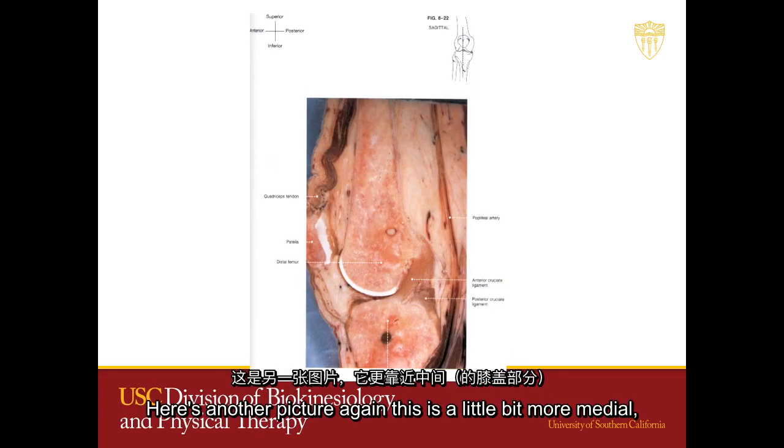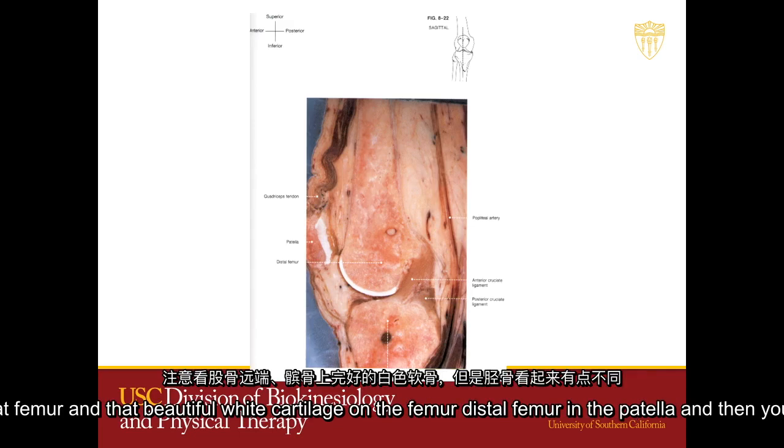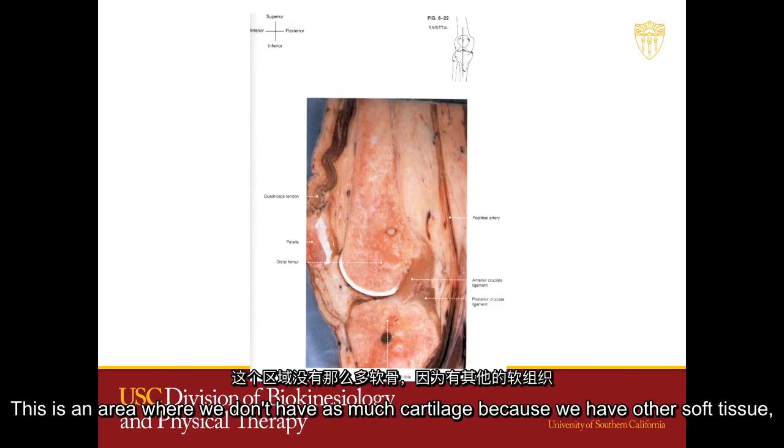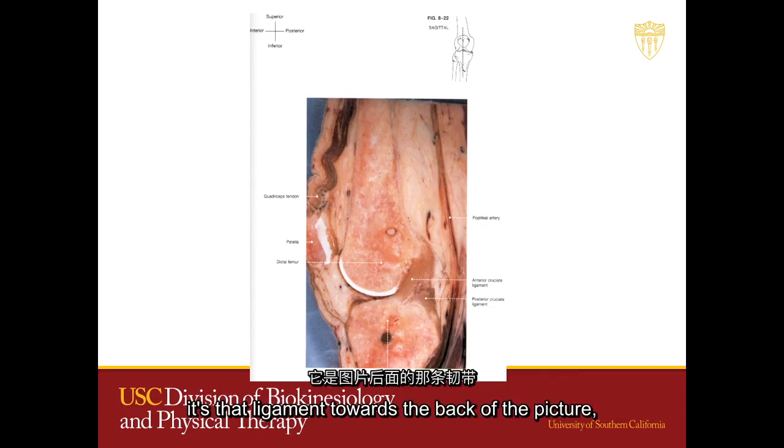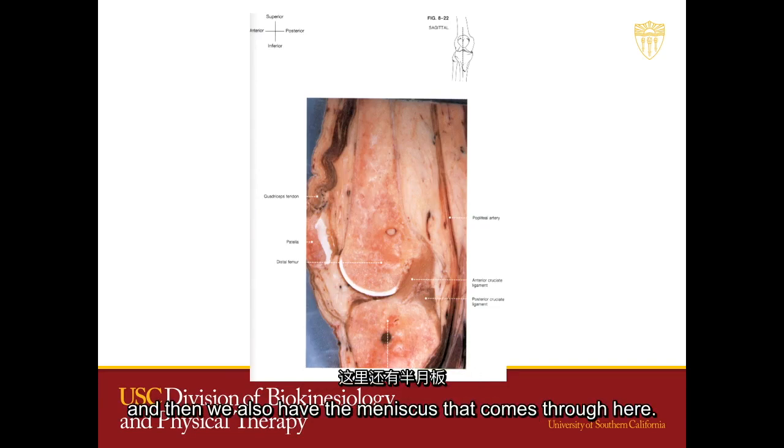Here's another picture. Again, this is a little bit more medial. And what I really want to point out here is that femur and that beautiful white cartilage on the femur, distal femur, and the patella. And then you'll see that the tibia looks a little bit different. This is an area where we don't have as much cartilage because we have other soft tissue. The ACL is there. It's that ligament towards the back of the picture. And then we also have the meniscus that comes through here.